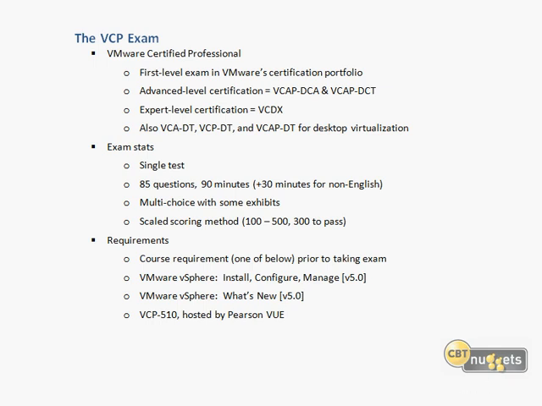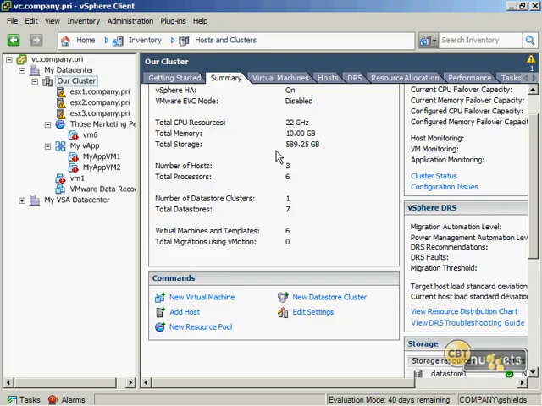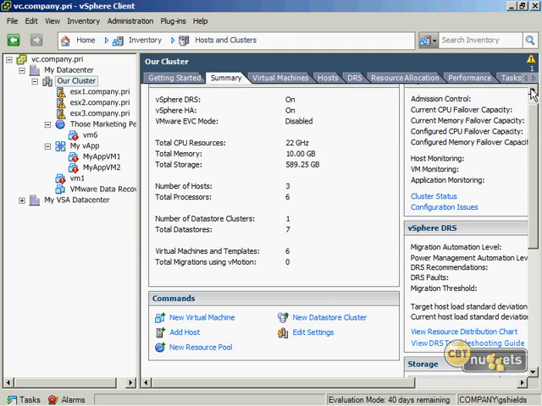Just to give you a view of what we're going to look at, this is the server that we'll be playing with. This is vc.company.pri. Currently we have, it looks like, 3 hosts, 6 processors, 1 cluster, 7 data stores, and 6 virtual machines and templates that are created. Here's all the stuff over here at the right. It's going to be a lot of fun.